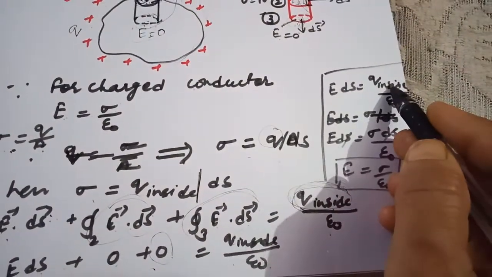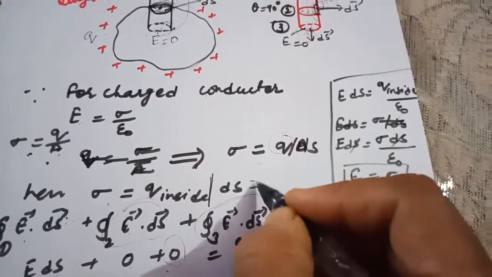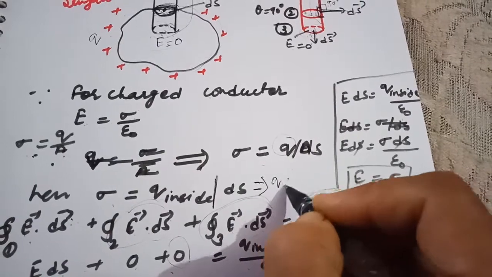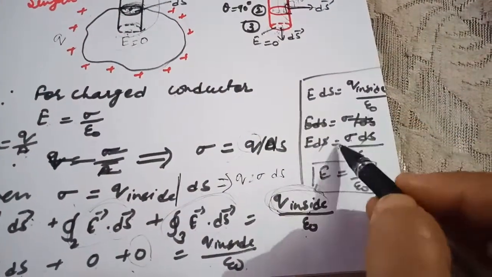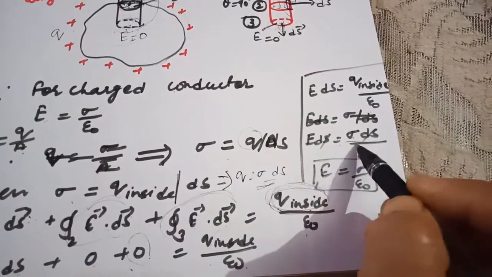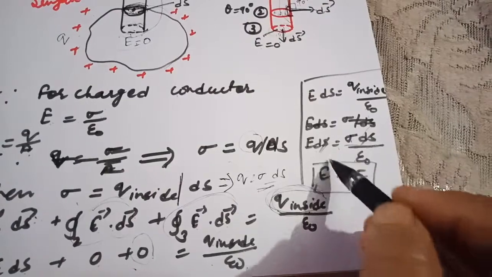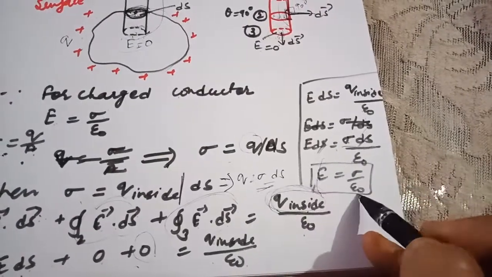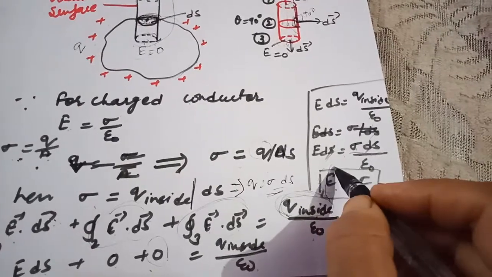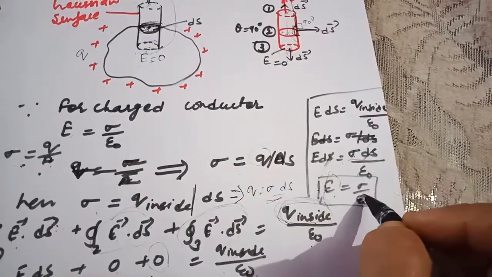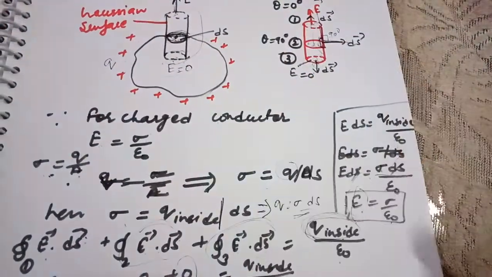We will write Q inside from this formula. Q inside can be written as sigma into ds. So E ds is equal to sigma into ds divided by epsilon naught. Ds cancels out and we have got this expression: E is equal to sigma upon epsilon naught. So from here we have proved that the electric field is directly proportional to the surface charge density when the charge is distributed on the surface of the conductor.